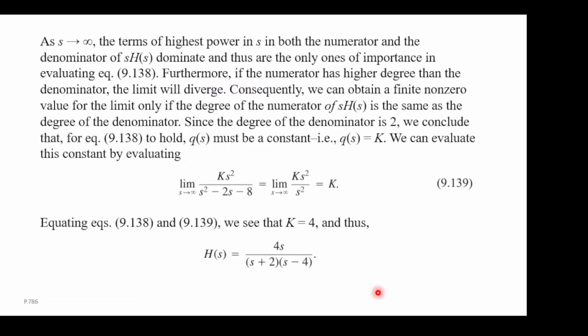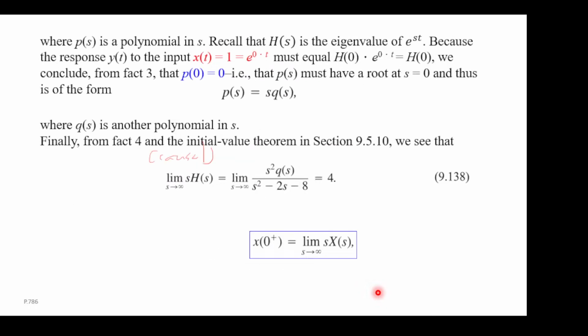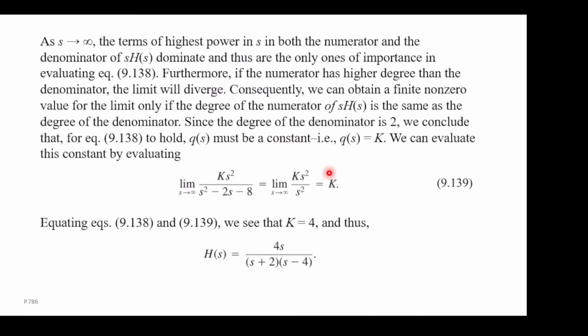So we have a long analysis here. The analysis says you basically look at the highest order here. As s goes to infinity, you look at the highest order here and the highest order here. It's already s squared here, so this Q(s) cannot have any power of s, because if you have more power of s, then this thing would go to infinity, but it's only 4 here. So this Q(s) is only a constant, and that constant should be this 4 here. So that's the result.